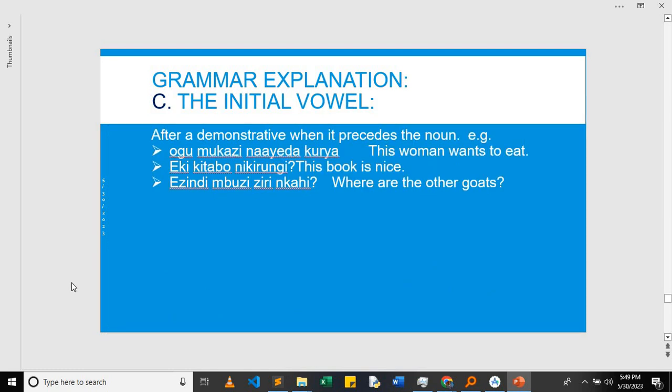So we see some other ways, we're continuing to see how some other words are applied. Ogumukazi nayenda kulya. This woman wants to eat. So here the initial vowel is O.